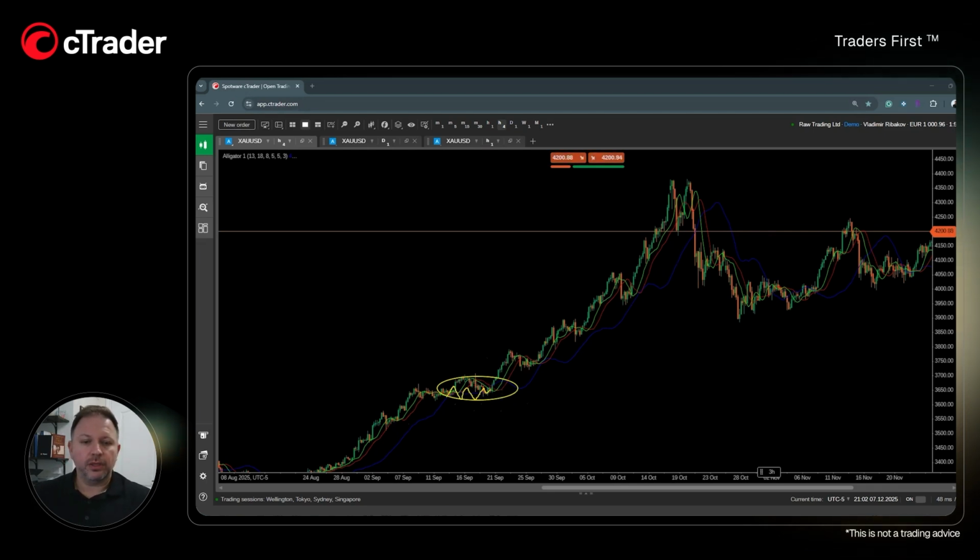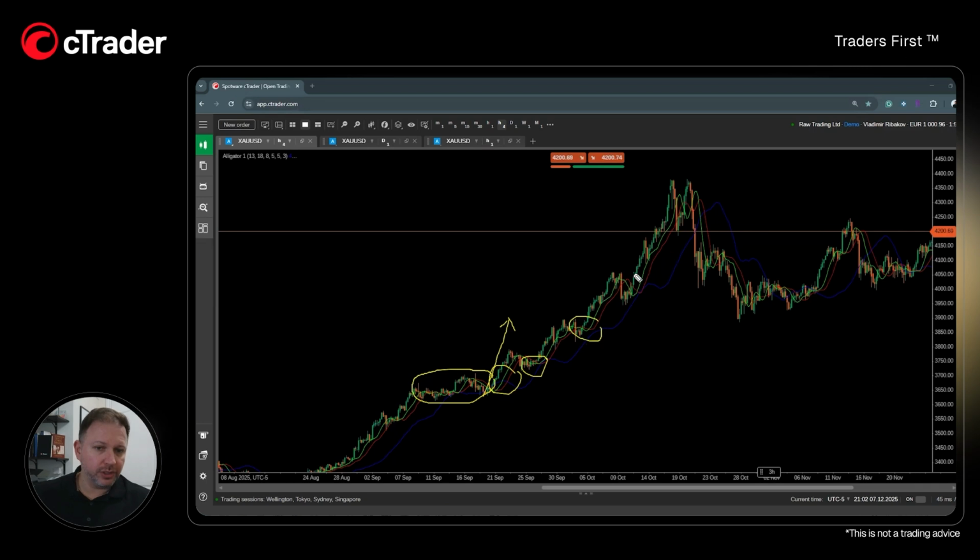And then usually after such conditions, when the trend is ready to return, we are in a wake up condition, which, as I presented before, allows the traders to join the trend and ride the strong momentum.